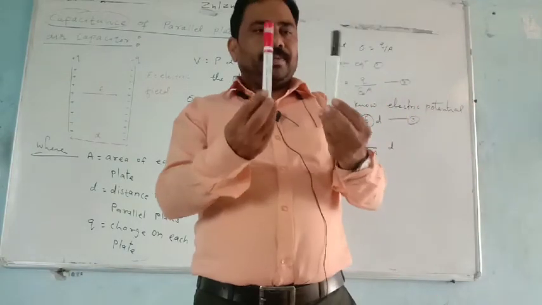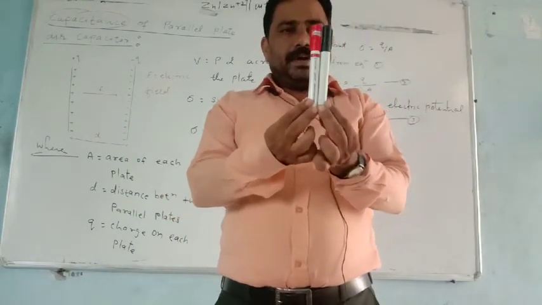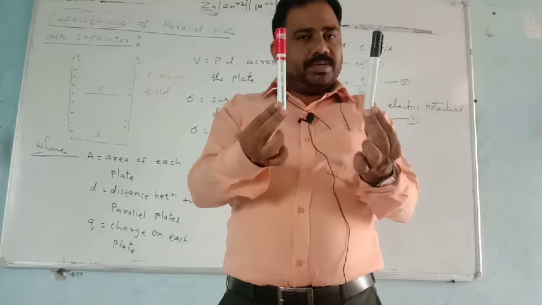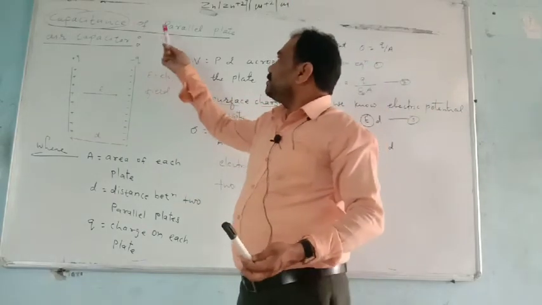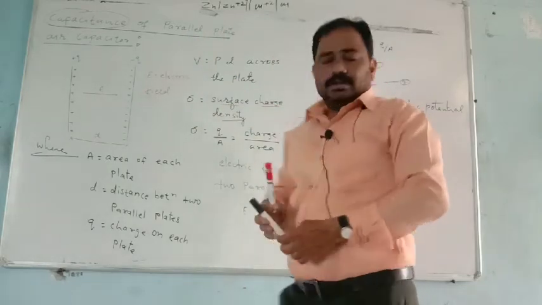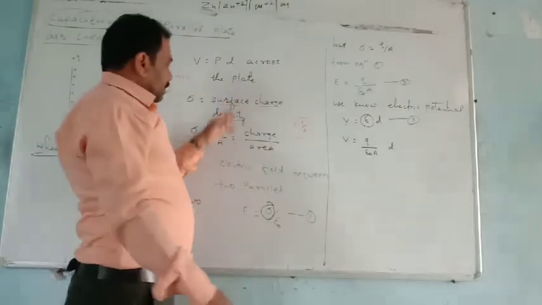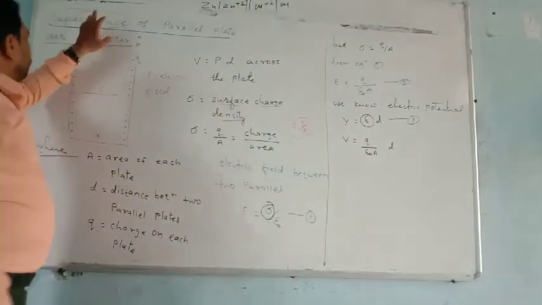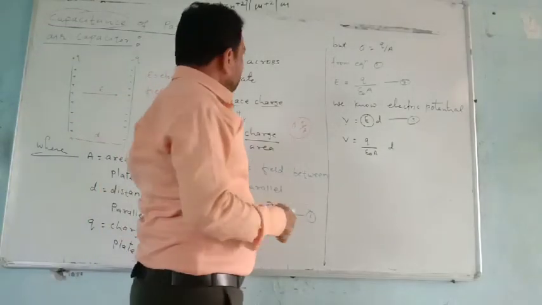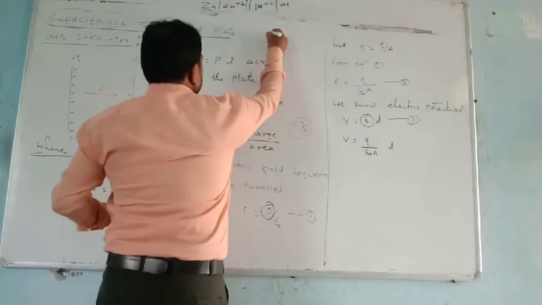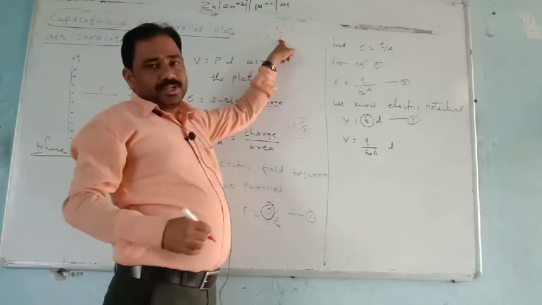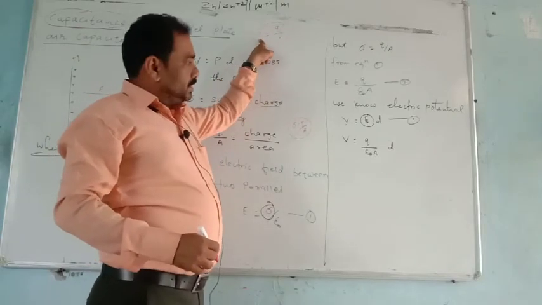Suppose these are the two parallel plates, and they are separated by a distance d. Which medium is present in between these two parallel plates? Obviously air. So that's why it is the capacitance of a parallel plate air capacitor. We must know all these concepts, and we are going to calculate the capacitance, that is C. We know C is Q by V, charge per unit potential difference, that is the capacitance.